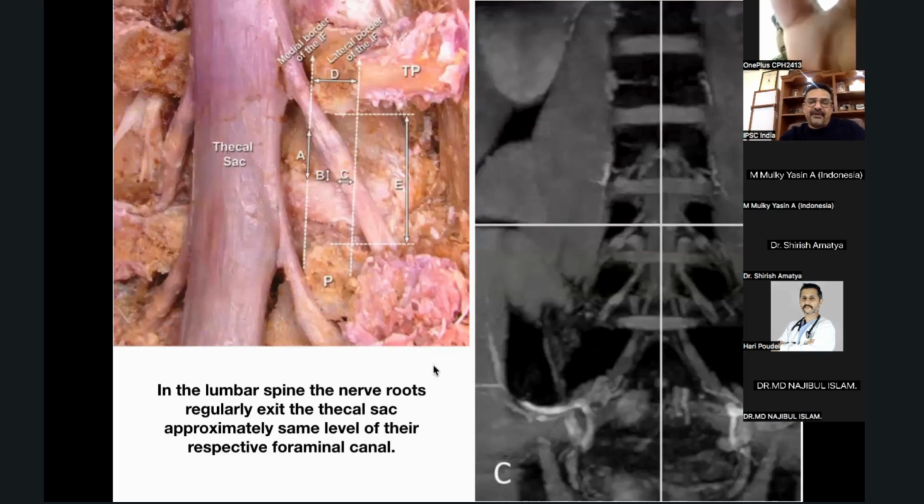So this is what I was telling. In the lumbar spine, the nerve roots exit the thecal sac at approximately the same level as their respective foramen. As we know, when they come out of the thecal sac like this, you can see here, they go into this groove in the middle part of the pedicle, and then they start going towards the foramen, and then exit like this. Except for the S1, which, now you can see here, has already gone out over here, and then it is going into the pedicle over here.